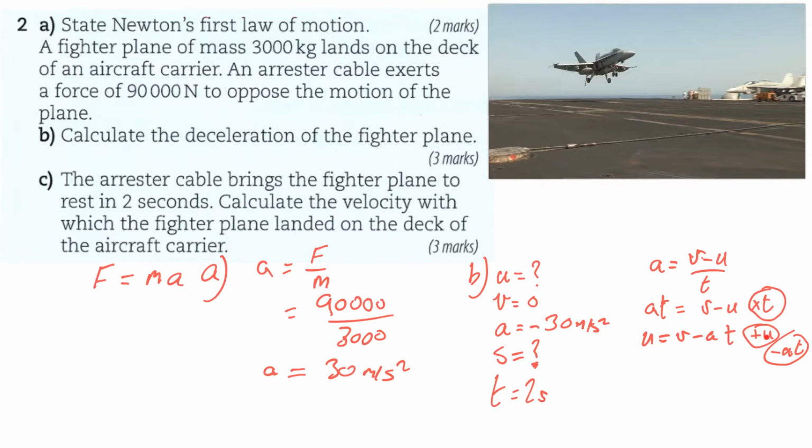added a U to both sides to get this U over here, and I've subtracted AT from both sides, and we end up with minus AT there. And we can fill this in now. So V was nothing, A is minus 30, so we've got minus 30 times 2. So U must have been 60 meters per second.